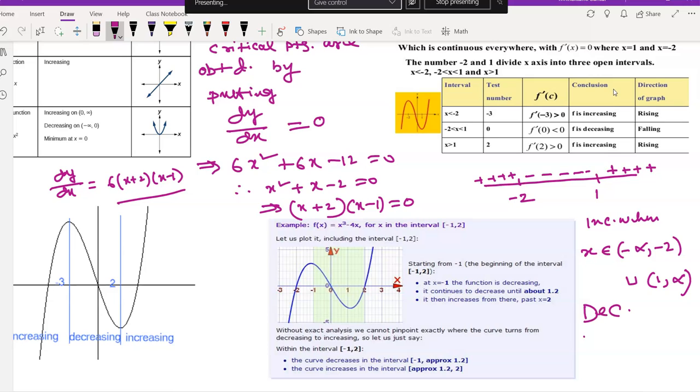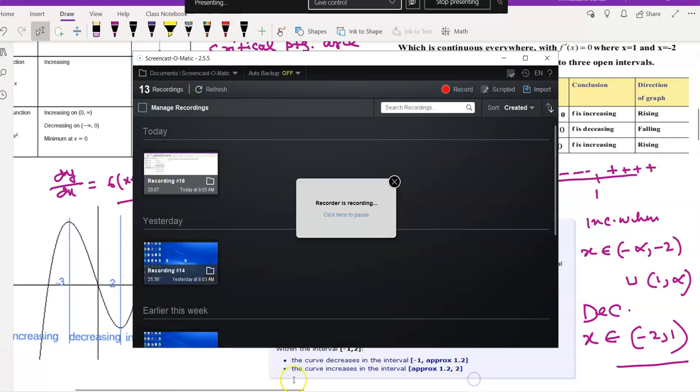and decreasing under what condition? When x belongs to minus 2 comma 1. Okay, so this is the way we can decide in which interval the function is going to be increasing or in which interval it is going to be decreasing.